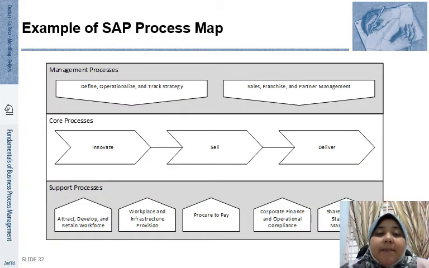Ini adalah example of SAP process map. SAP ni another organisation. Apa ini contoh lah, saya skip sajalah yang ni.